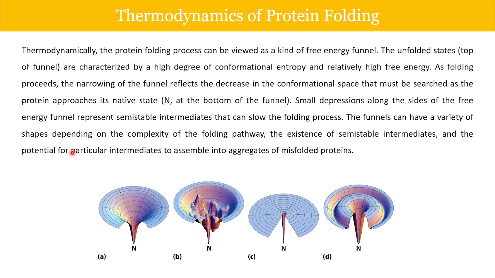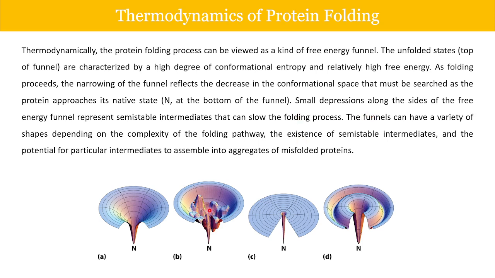So what is the thermodynamics behind protein folding? The protein folding process can be viewed as a kind of free energy funnel. The unfolded states occupy the top of the funnel, and these are characterized by a high degree of conformational entropy and relatively high free energy, because the proteins are entropically very high and flexible in an unfolded state. Their mobility is very high. As folding proceeds, the narrowing of the funnel reflects the decrease in the conformational space that must be searched as the protein approaches its native state.